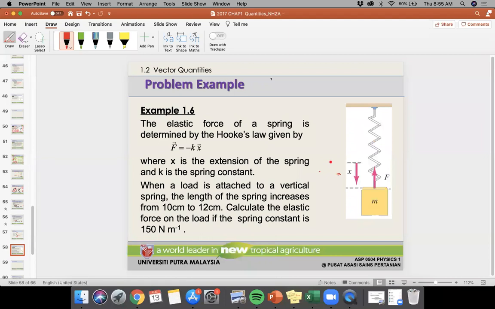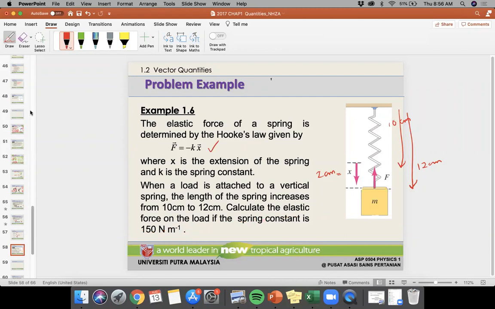For example, the length of the spring increases from 10 to 12. It means it stretches by 2 cm. Before it was 10 and then it goes down further to 12. So the stretch is 2 cm. If the displacement is going down, the force should be going up by this equation because it's a vector that is in the opposite direction. So it says calculate the elastic force on the load if the spring constant is 150 Newton per meter.